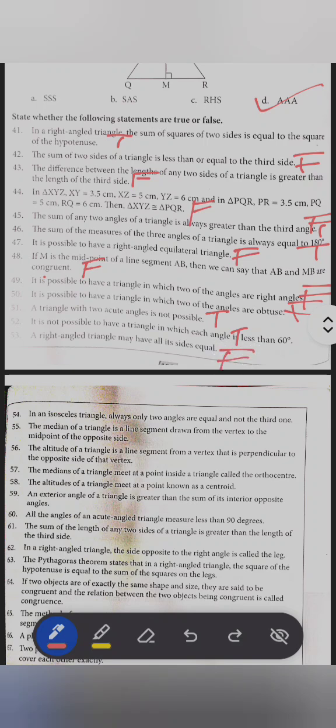Now come to question number 54. In an isosceles triangle, always only two angles are equal and not the third one. Yes, in an isosceles triangle, two angles are equal, not the third one. Yes, that is true. Next, the median of a triangle is a line segment drawn from the vertex to the midpoint of the opposite side. Correct. The altitude of the triangle is a line segment from a vertex that is perpendicular to the opposite side of the vertex. Yes, that is also true.